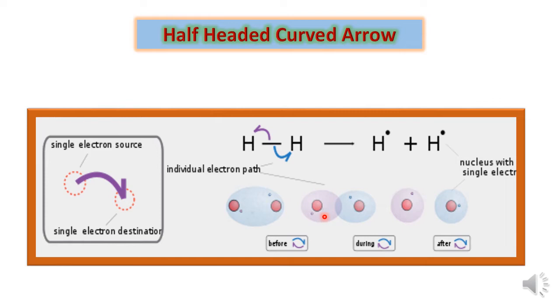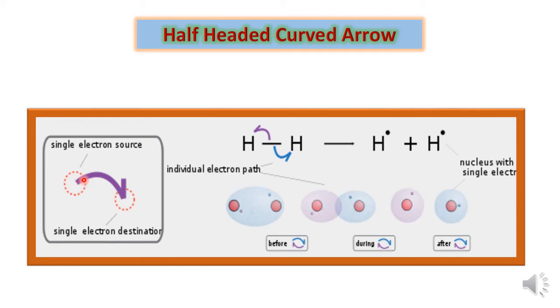Now each electron of this bond pair gets retained by the individual hydrogen atoms. So this electron is retained by this hydrogen and this electron is retained by this hydrogen, and therefore there is a single electron in each hydrogen. That's why they are called free radicals. They are neutral in nature. They do not have a charge. So this is the significance.